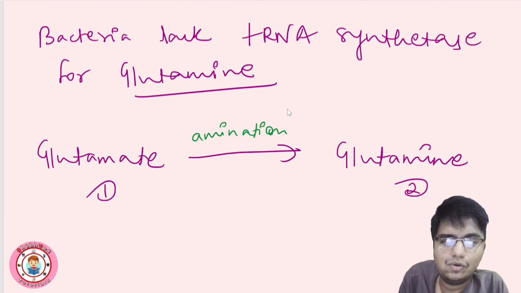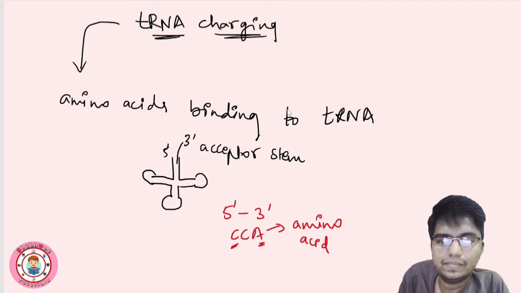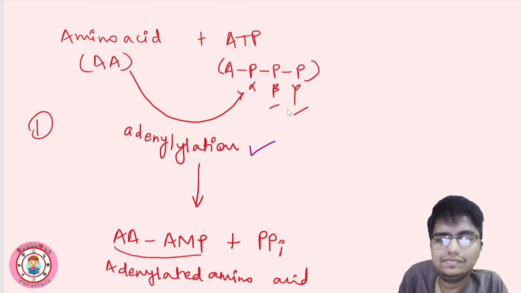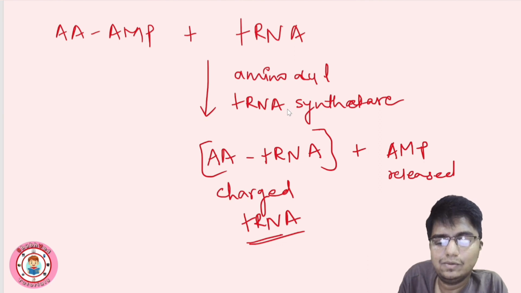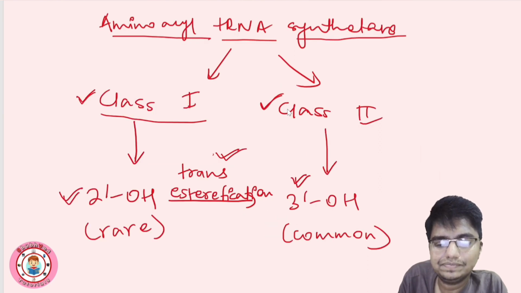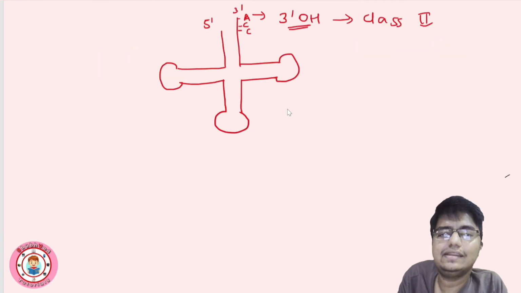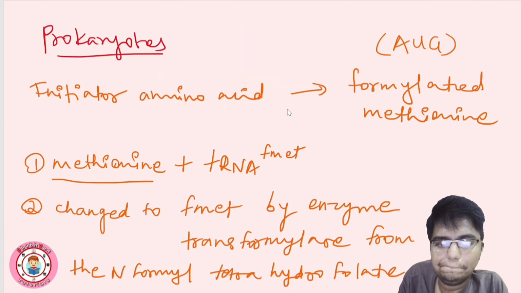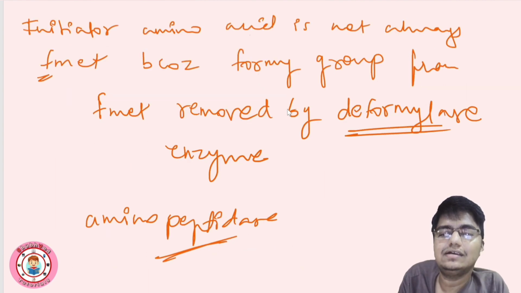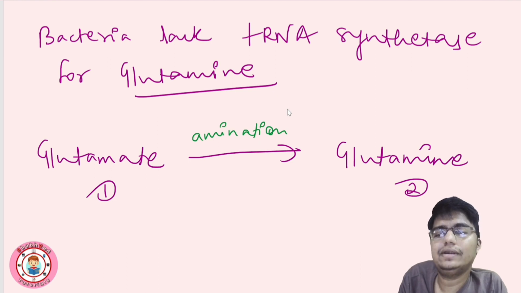We discussed all the important things. First of all, what is tRNA charging? Then we discussed the steps, okay, as well as types of tRNA synthetase. What is adenylation? We saw the difference between adenylation and adenylation. Initiator amino acid reactions in prokaryotes, as well as the last thing about glutamate and glutamine.